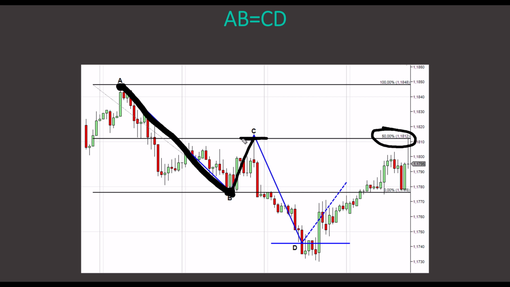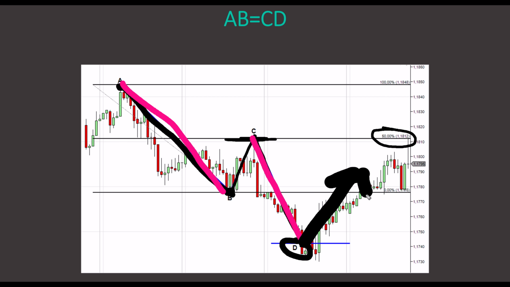So there is that pullback. And then you grab the Fibo and measure the distance from A to B, and the same distance is from C to D. This way you find the D using the Fibo, because this distance is the same as this one, and from the point D, that's where you enter your long trade.